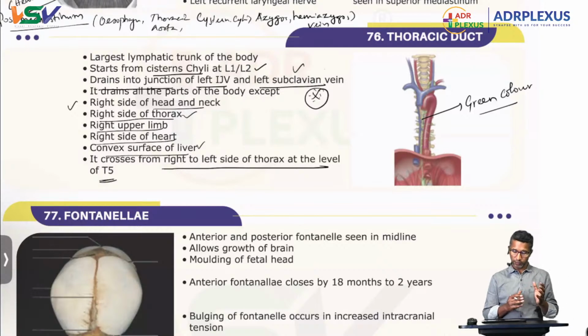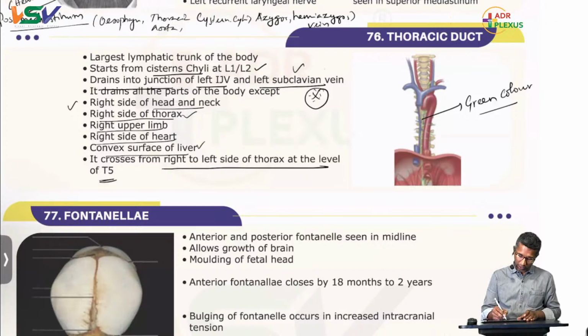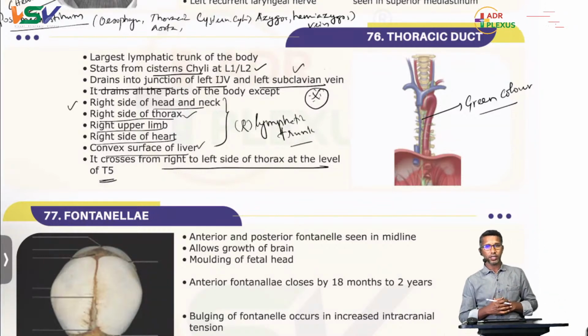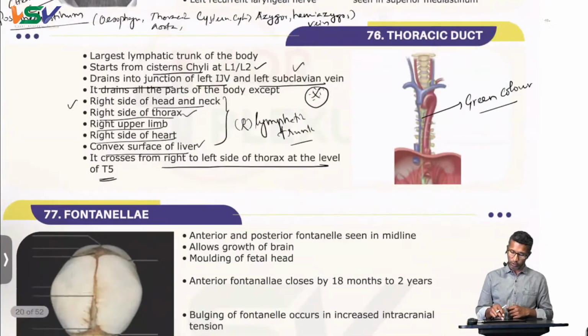These drain into the bronchomediastinal trunk, the right lymphatic trunk, on the right side. Other than that, the entire body is drained by the thoracic duct. That is why it is an important lymphatic duct in the body. So this is about the thoracic duct.